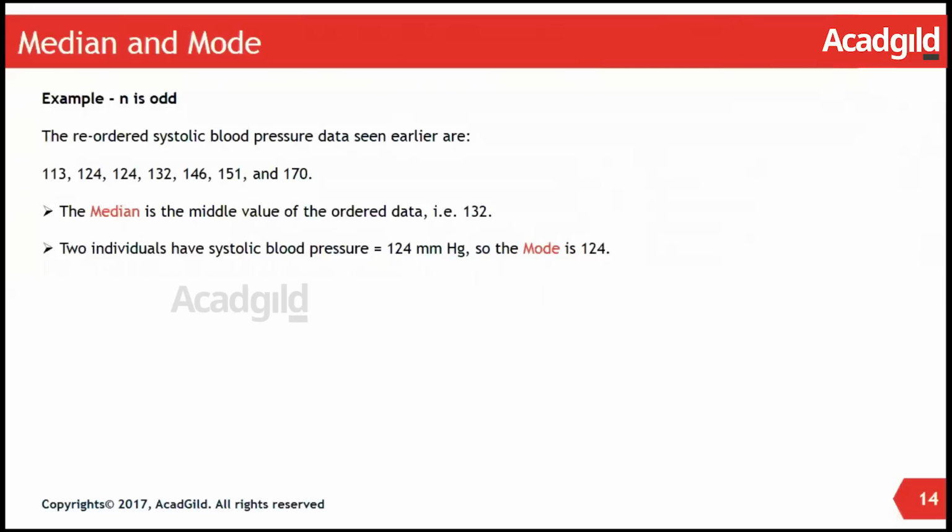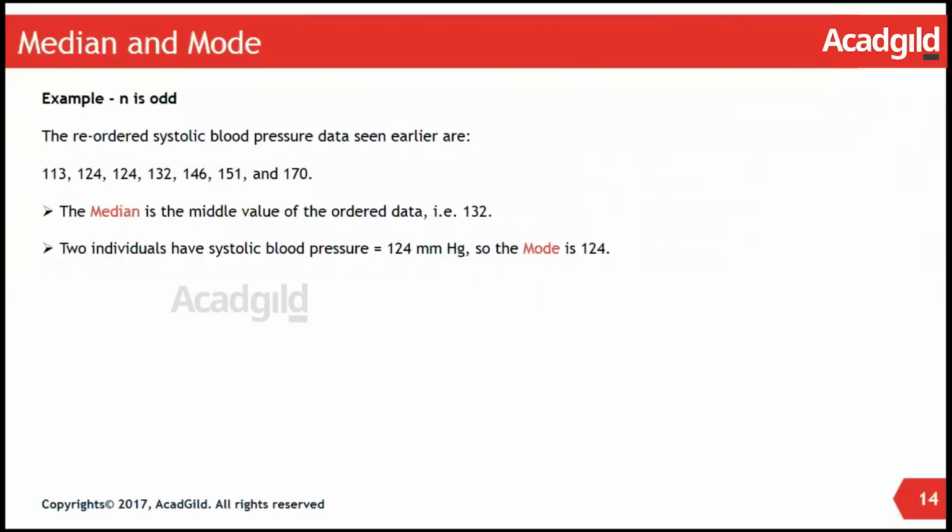Now what happens if there are 8 guys over there? You have 2 people lying at the middle, the 4th guy as well as the 5th guy. Then we take the value of the 4th guy and the value of the 5th guy and take the average of that, and that becomes our median.